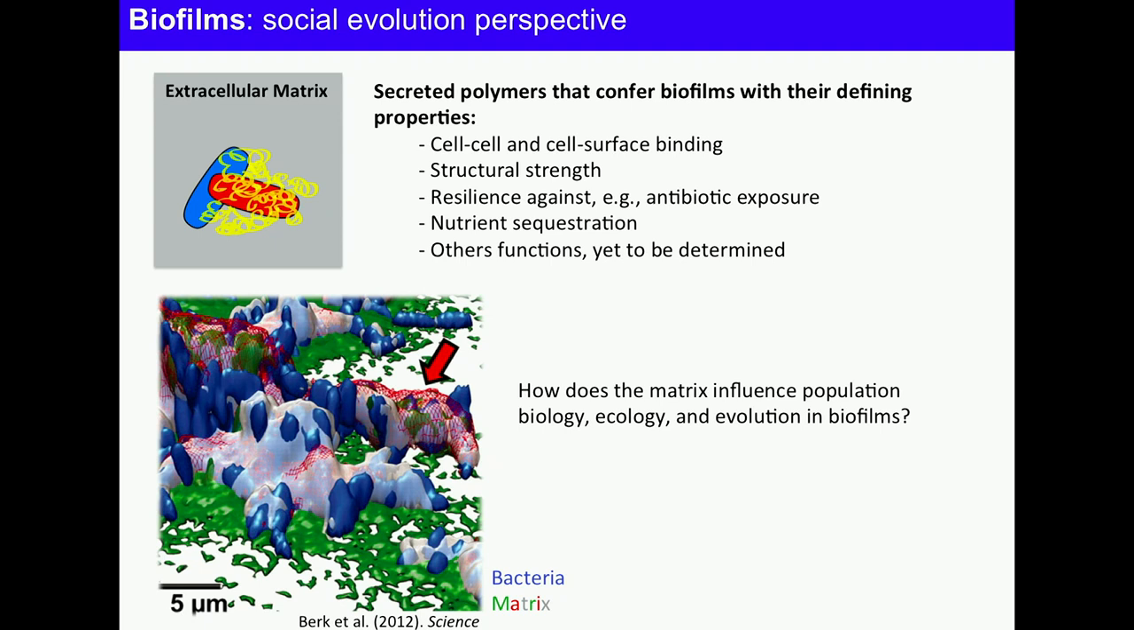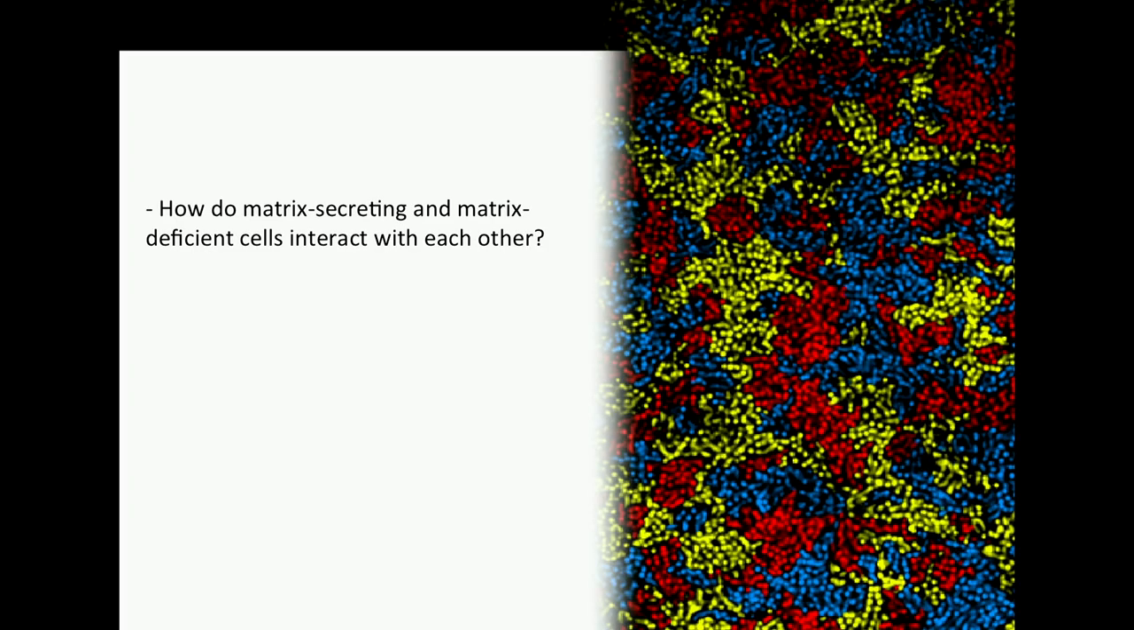Okay, but I'm interested here, and I'm going to go back. This is a little bit old, but I'm going to go back to the earliest project that I did on this, just to give you a sense of the trajectory of the thinking. And my questions are, how does the matrix influence population dynamics, ecology, and evolution in biofilms? How can we join these perspectives? And the first question I asked here was the really basic one. Does this material serve as a public good? Is it what happens when you mix cells that can produce it and cells that can't?